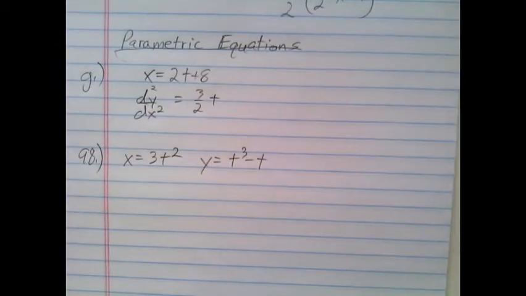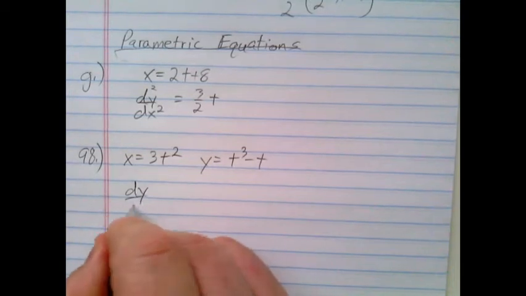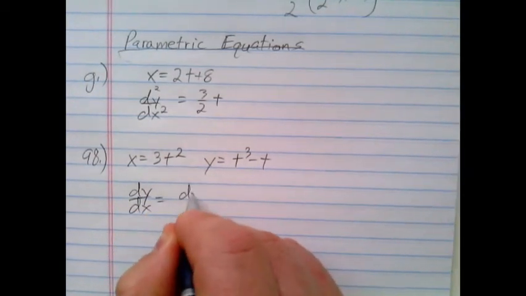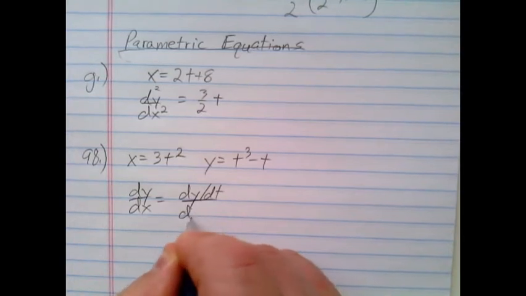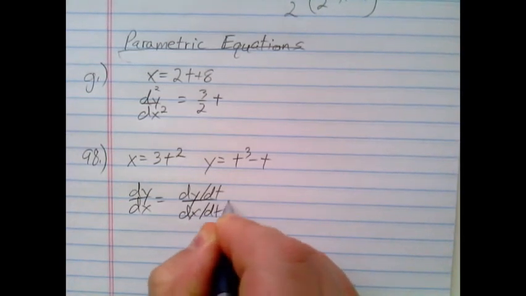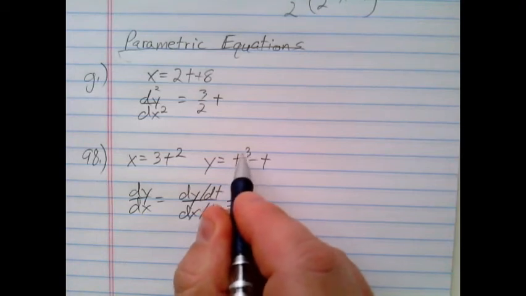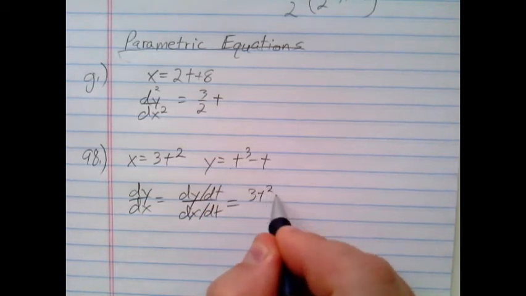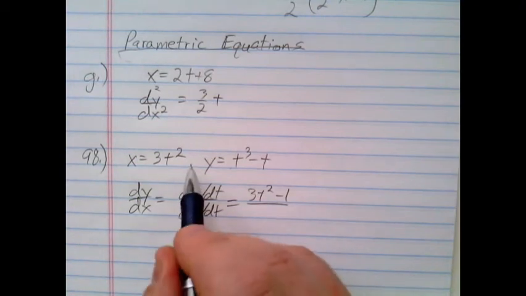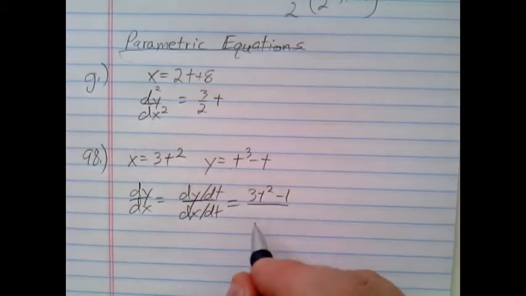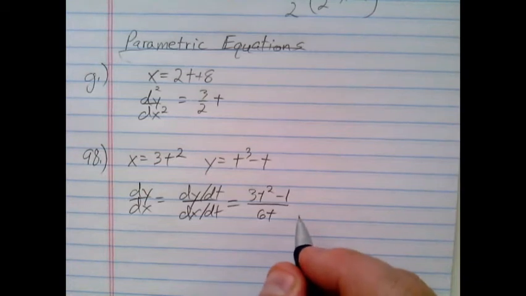Now the problem asked me to find intervals of concavity. To determine concavity, I need a second derivative. To get a second derivative, I must first get a first derivative. So, dy/dx equals dy/dt over dx/dt. Now dy/dt, looks like I got to bring down a 3. I get 3t squared minus 1. For dx/dt, I got to bring down a 2, and I get 6t. Alright, there's my first derivative.